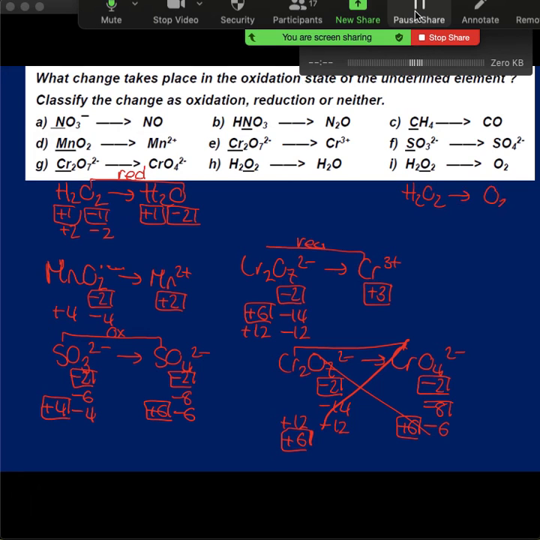And the last one over here, H2O2 to O2. O2 is an element, so it's always going to be 0 for its oxidation state. And again, oxygen in H2O2 is negative 1. I have 2 of them, negative 2, and the hydrogens are plus 2, plus 1 each. So here I'm looking at my oxygen. It's going from minus 1 to 0. That is an increase in oxidation number. That is oxidation.